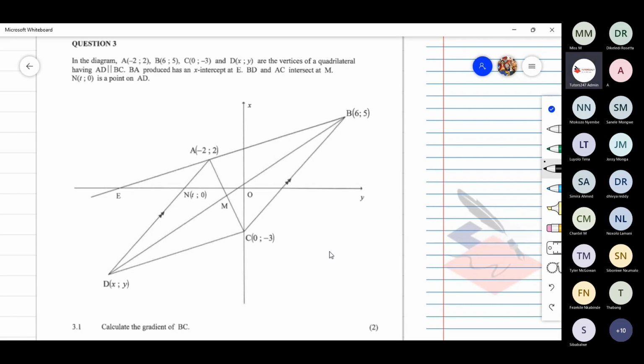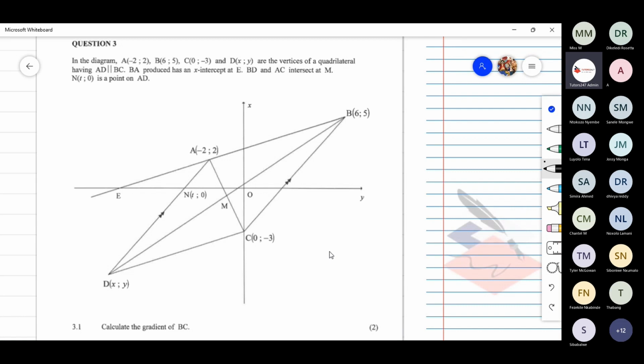And fourthly, we have perpendicular lines. If the lines are perpendicular, meaning that they meet at an angle of 90 degrees, we then know that the product of their gradients is equal to -1. So those are the methods that we can make use of to calculate gradient.